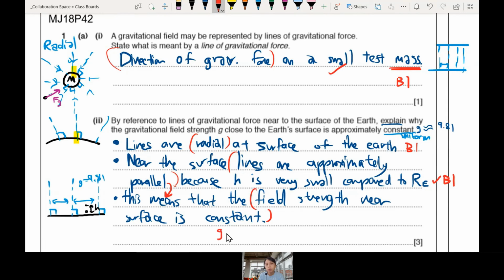So this is making the link that it is roughly 9.81 everywhere you go near the surface. You can't go too far, really. So this is the last point. Okay, that's how you can talk about this point right here.